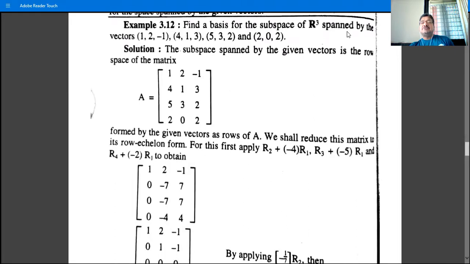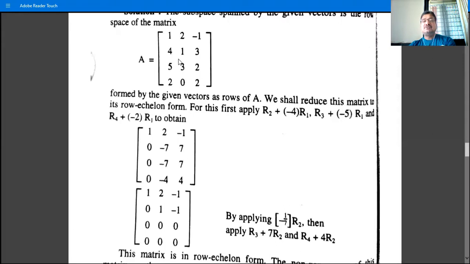Find the basis of the subspace spanned by these four vectors. So form the matrix A with these vectors as rows. We have to find the subspace spanned by these four vectors, which means we have to find the row space of this matrix. So reduce this matrix to echelon form. Here we have to reduce this 4, 5 and 2 to 0. So the operations are R2 minus 4R1, R3 minus 5R1, R4 minus 2R1.